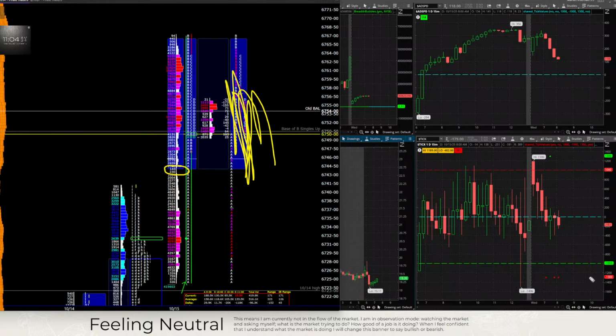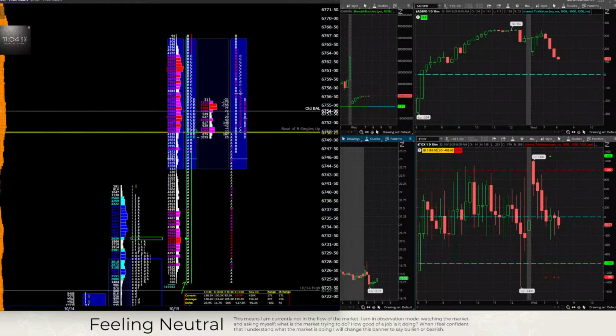Zero to Infinity says, can you explain where the base of the single prints came from? Yes. So we had the B period. We then printed the C. At the time that we printed the C period, the market was up here. And at that moment, the B period was single prints, meaning there was only one letter. So that's why it's single.